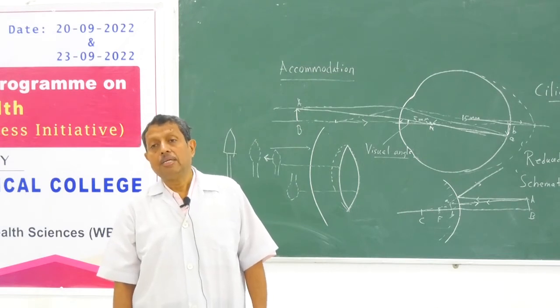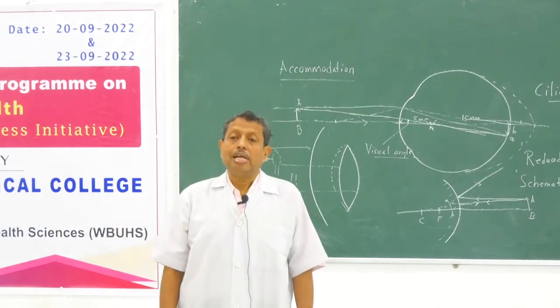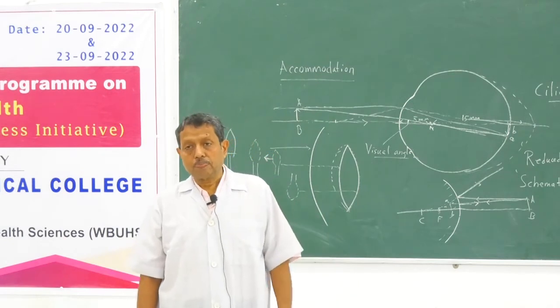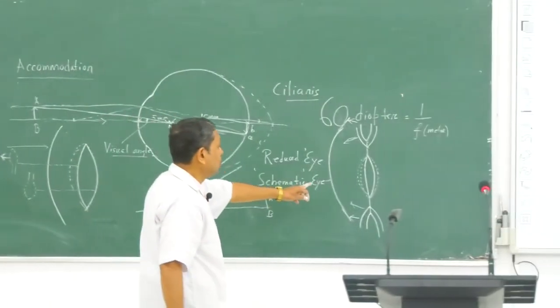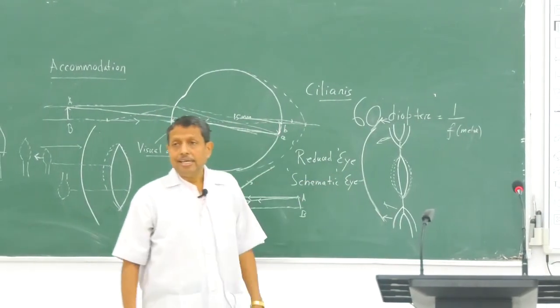Which surface of the lens is affected by the process of accommodation? Now this power of accommodation is age related.